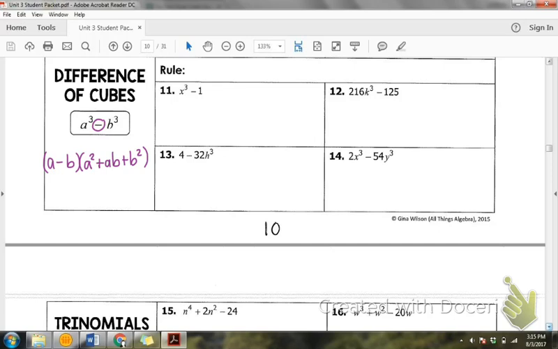Yep. All right, so let's look at number 11. So these are perfect squares. Nope, they're perfect cubes. So let's go ahead and write our formula out. A minus b, a squared plus ab plus b squared.